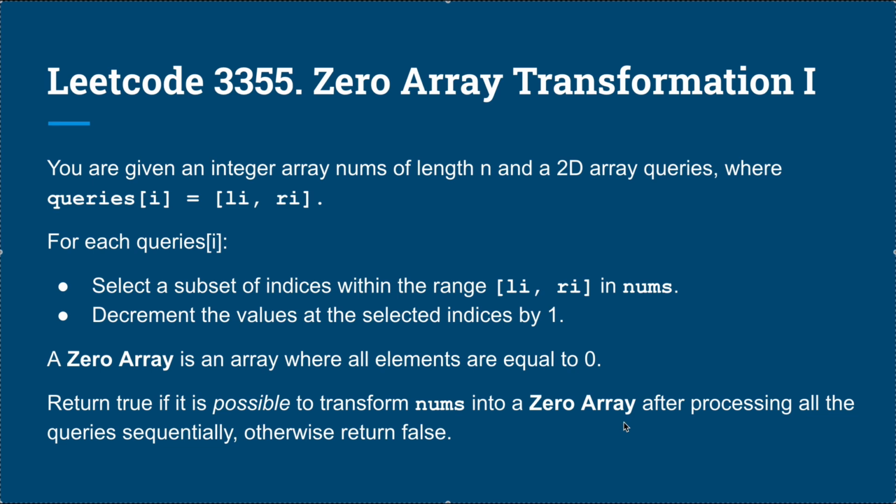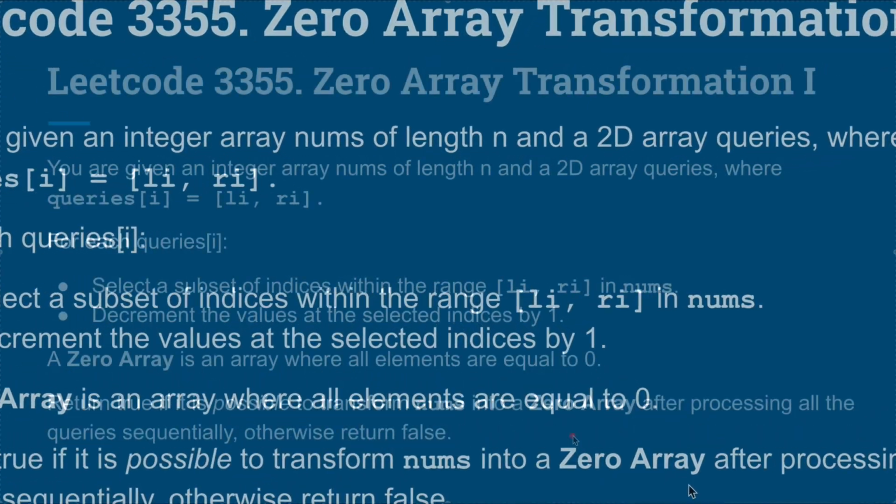Pause this video and go through the statement, so you will have a clear understanding of what the problem is saying. Okay, so let's continue. The problem statement says you have an array nums and a list of queries, each a range with a left index and a right index on nums. For each query you can pick any subset of indices in the given range and decrement their values by 1. After applying all the queries in order, you want to know if it is possible to make all the elements in nums exactly zero.